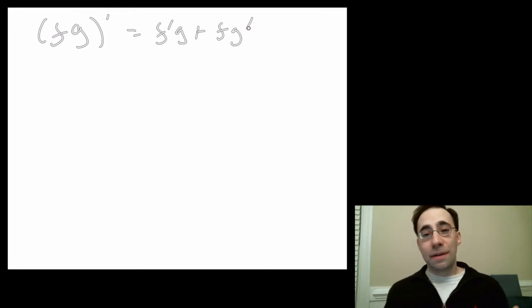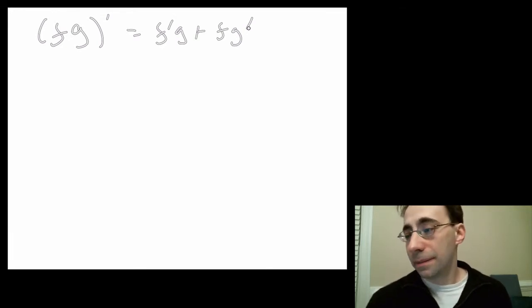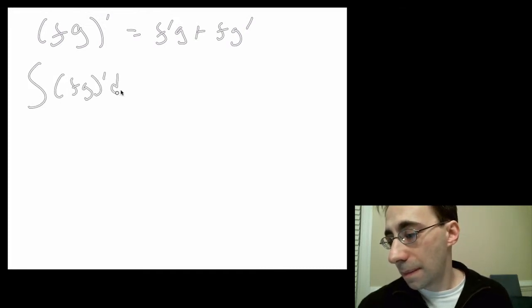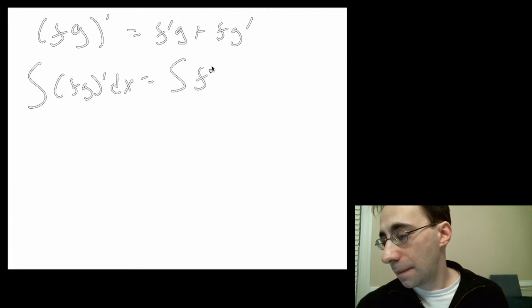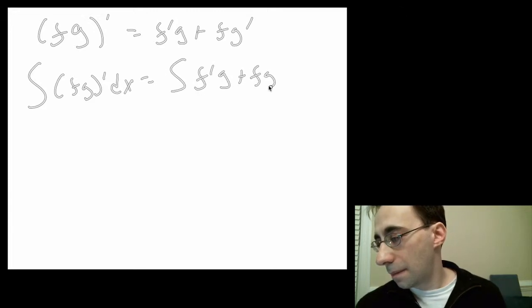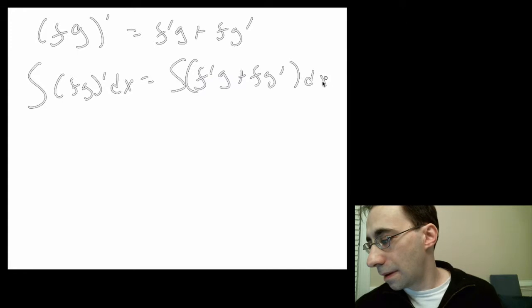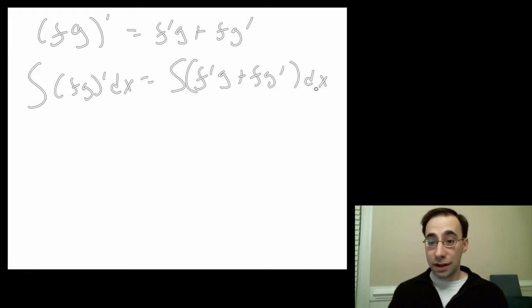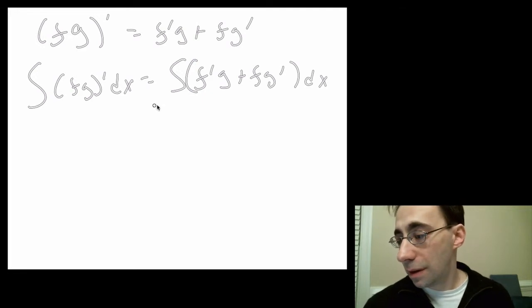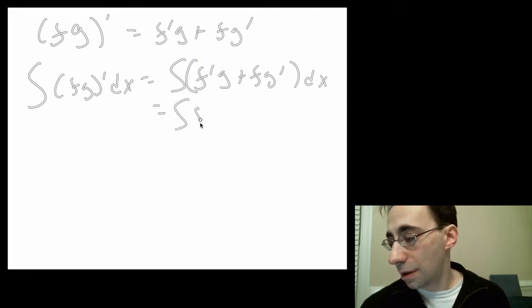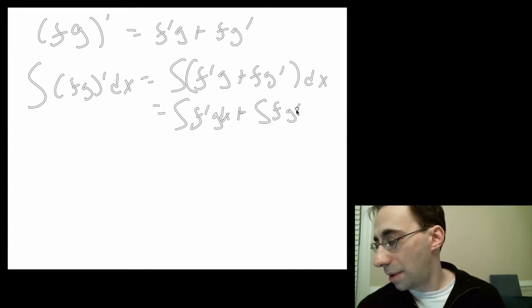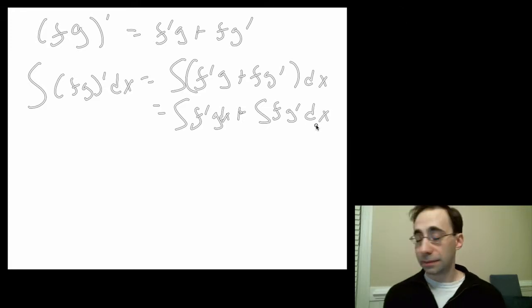Now, here's what we have here. Let's integrate both sides. Okay, first step. Second step, the integral is linear, so this right-hand side equals the integral of f prime g dx plus the integral of f g prime dx. Right?